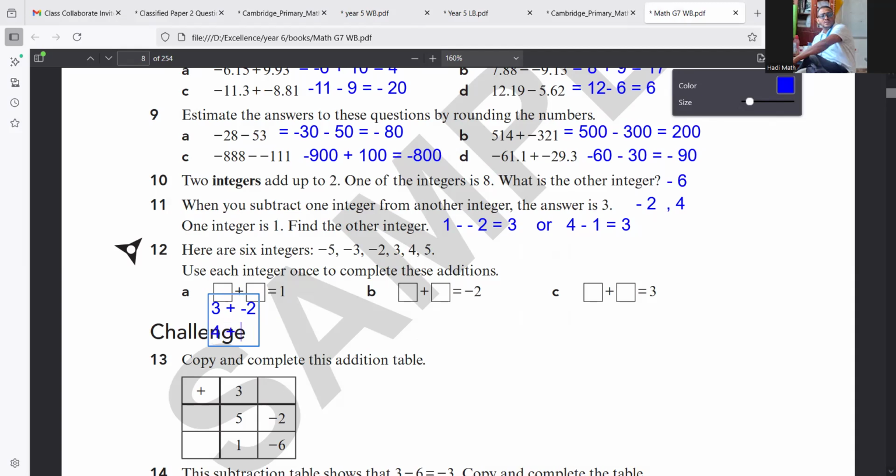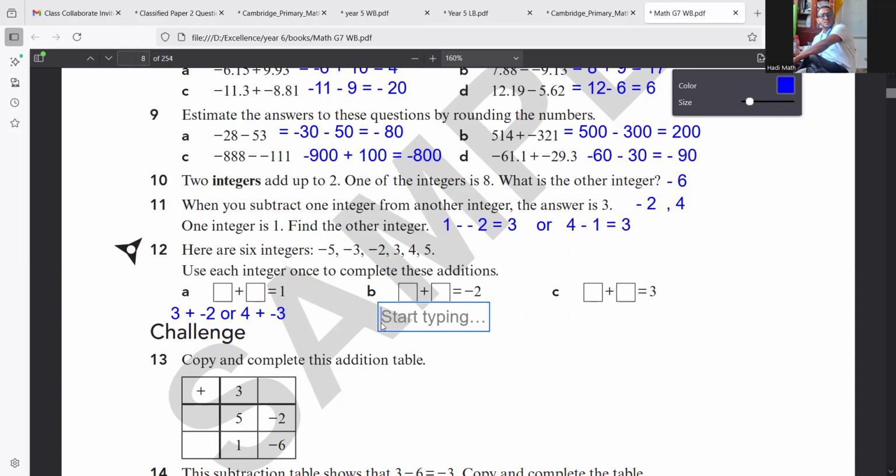plus -3 will give you 1. You don't have -4, that's why we don't apply it. So for this one, you have got two options, and you need to choose one of them. When we say -5, we need +6, no. -3, you need +4, which gives you 1. -2, we need +3, which gives you 1. Okay, those are the options.